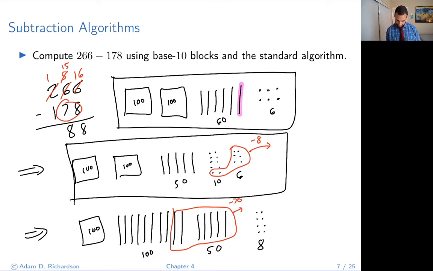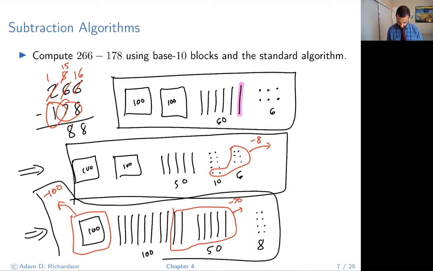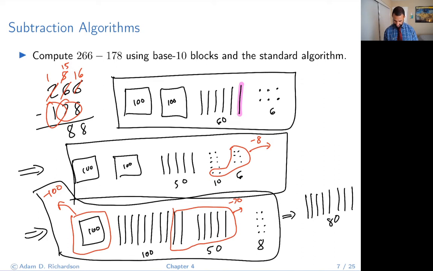All right, and then what's left? Oh, actually, I only have to take away 100 next, right? That was the next step. And I can do that. I actually have 100 that I can take away. That was the very last step that the standard algorithm said to do, was to take away that last 100. So we're going to take away this 100. And then, last but not least, we're going to be left with, oh, what have we got? 1, 2, 3, 4, 5, 6, 7, 8. That's 80, and then 1, 2, 3, 4, 5, 6, 7, 8, 88.